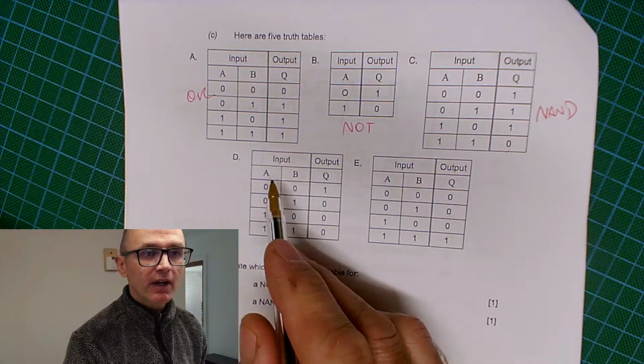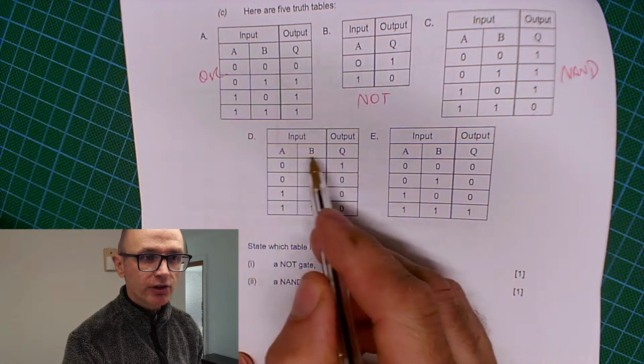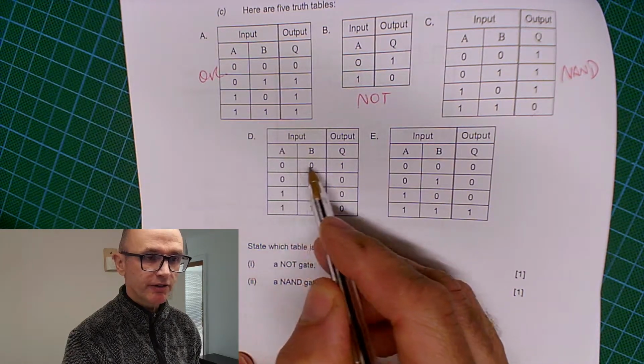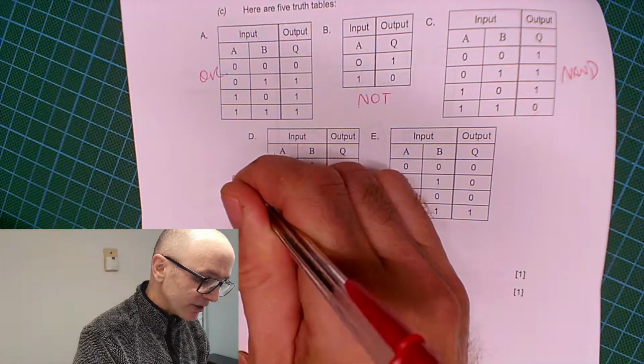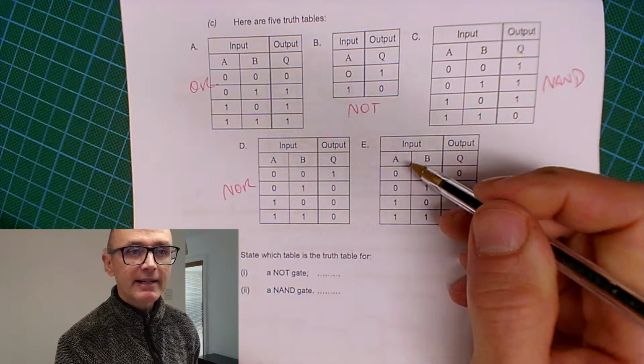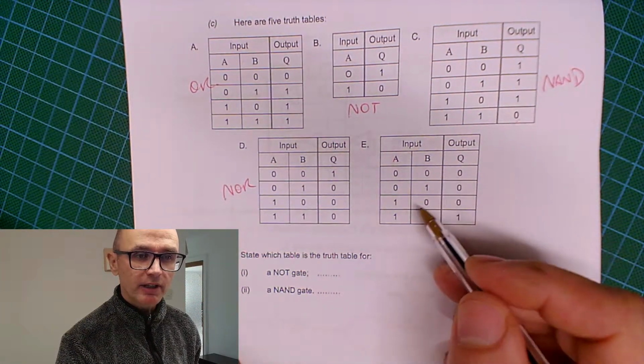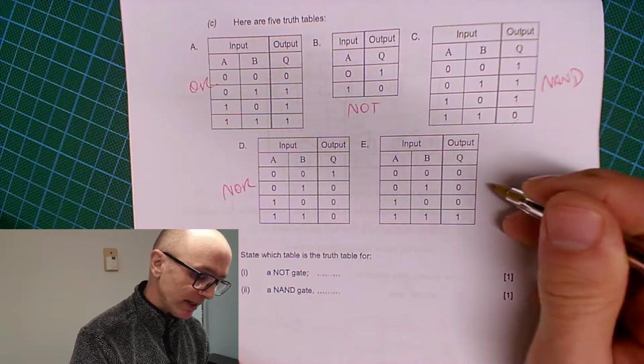This one is only true when both inputs are false, so neither of them, or nor of them, is a NOR gate. And this last one, only when both inputs are true is the output true. Well, that's an AND gate.